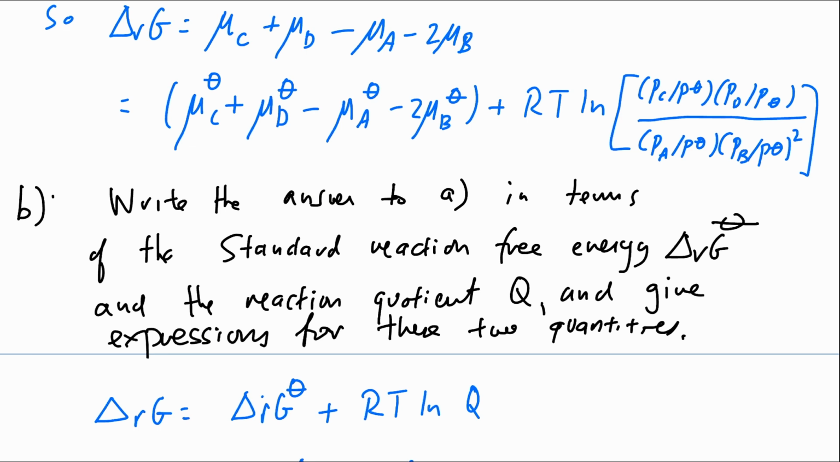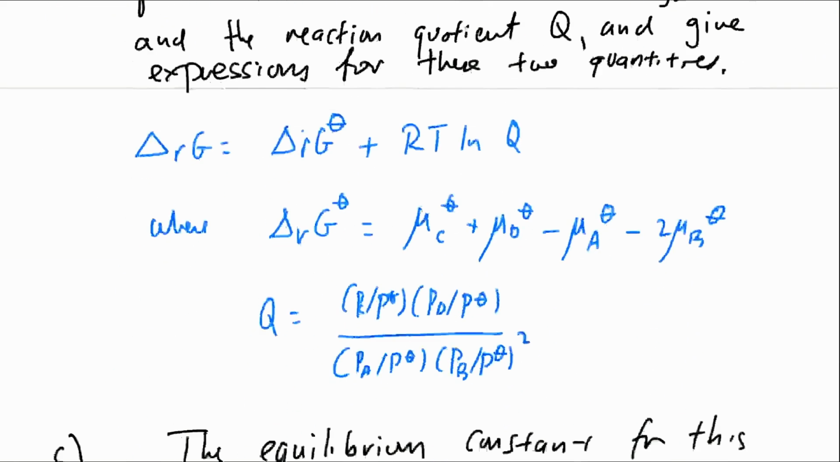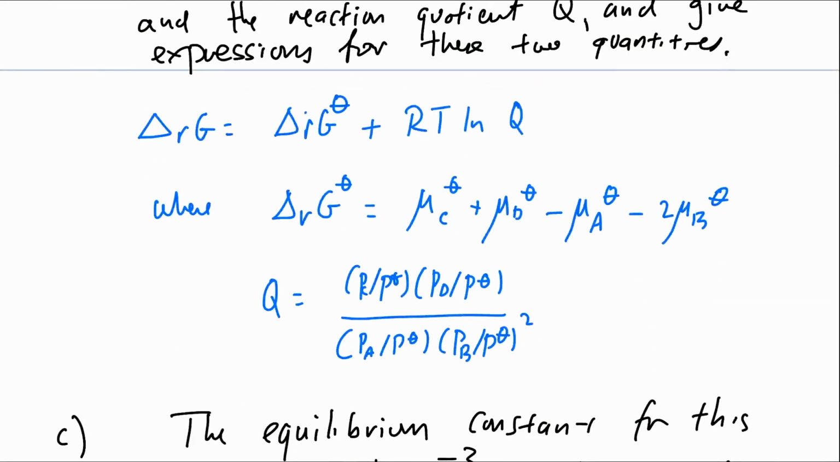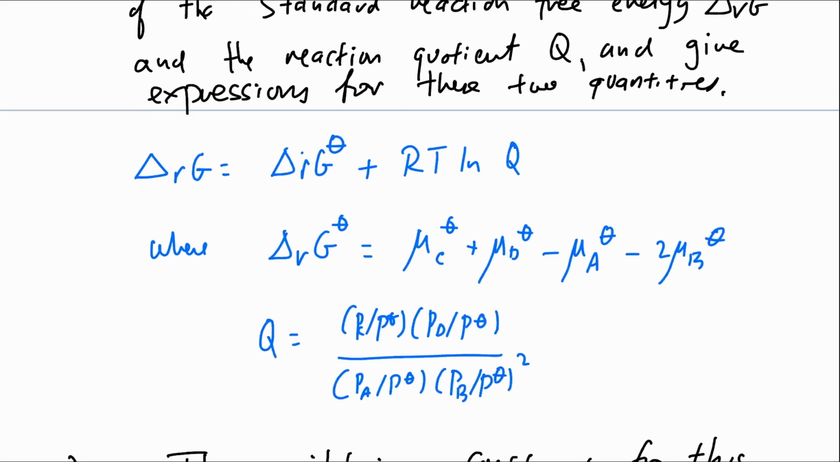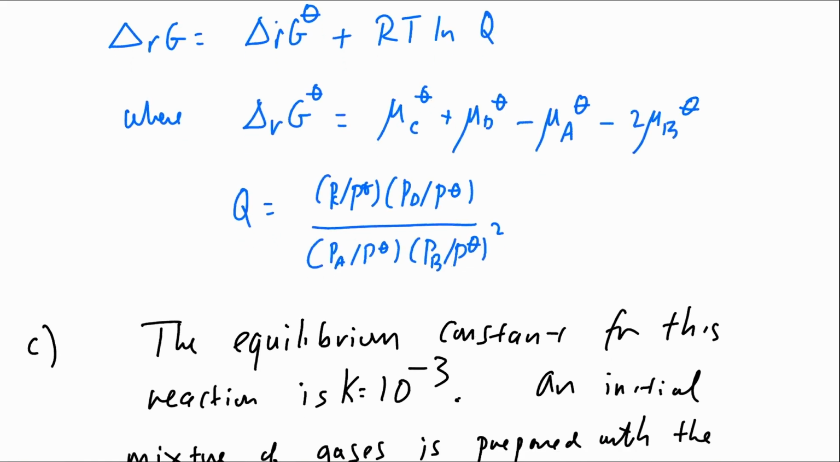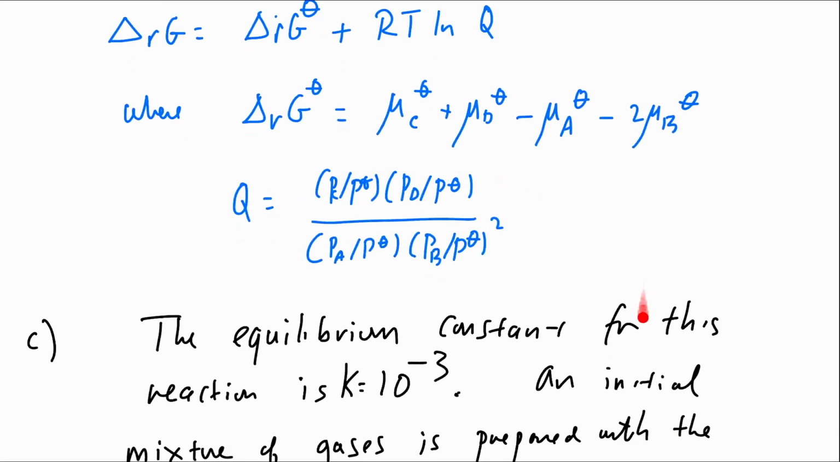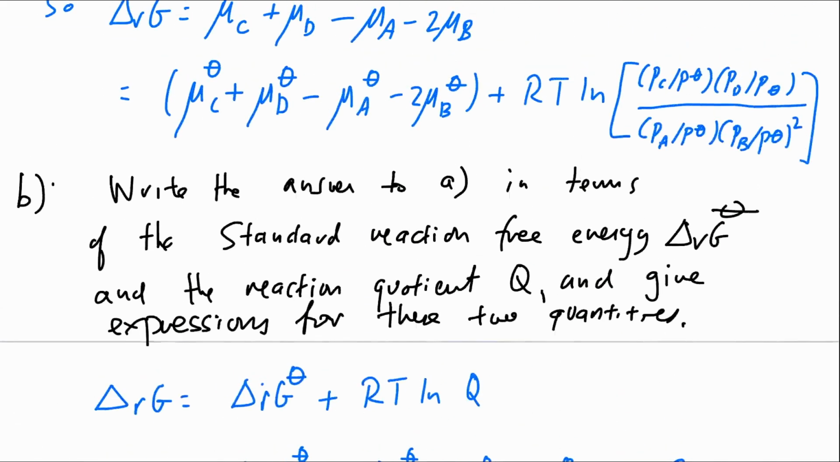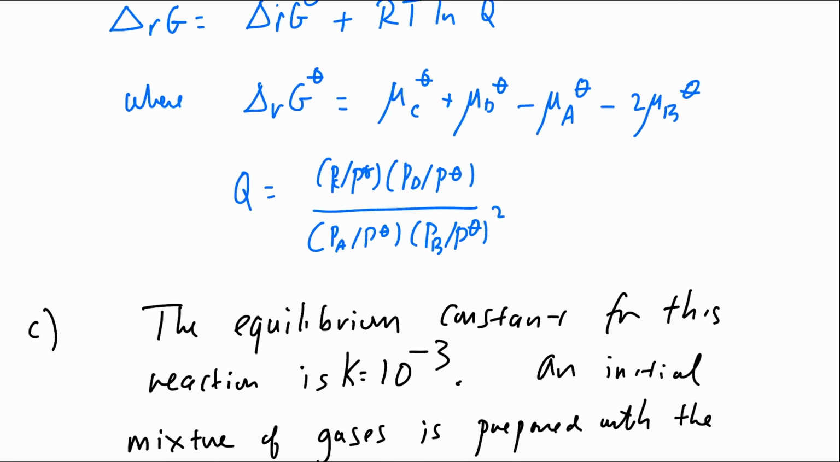It has a power of 2, and because it's a reactant, it's in the denominator, right? Along with the A. The A and the B are reactants, so they are in the denominators. And so I write this thing that's always true, and then I say where, and I give expressions for these quantities. So Q is that thing, and I already had it here, right? I packaged it, and then here is the standard state reaction Gibbs free energy.